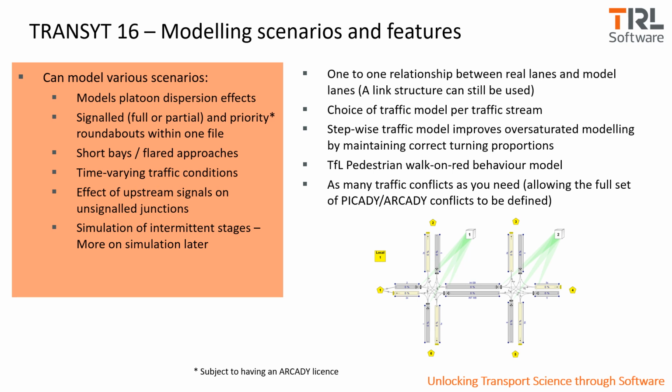Other elements of the model that's relevant here is to mention the fact that in the modern Transit, since about Transit 14 in fact, you now have a one-to-one relationship between real lanes on street and model lanes. You can still use the old link structure, which does have a few benefits, but generally most people prefer the new method. Choice of traffic model per traffic stream, that's important. That allows you to model the short bays and flares. It also allows you to evaluate blocking effects as well within the network selectively in the areas where it matters most.